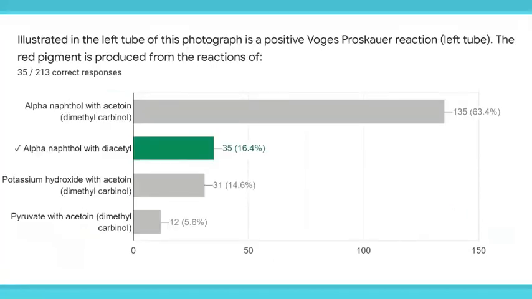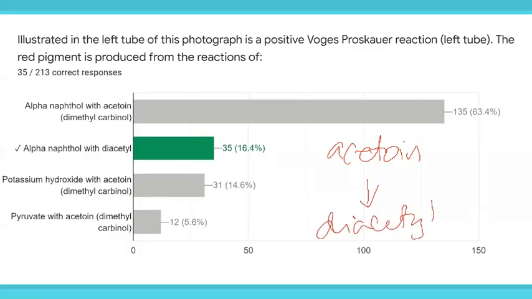Illustrated in the left tube of this photograph is a positive Voges-Proskauer score. The red pigment is produced from the, so a lot of students actually got this incorrectly. Although we know that alpha-naphthol and 40% KOH reacts with acetoin, the complete reaction is that acetoin is actually converted first to diacetyl before it reacts with alpha-naphthol. To make this possible, you need the 40% KOH. So it is actually diacetyl which reacts with alpha-naphthol, not acetoin itself. So this is the positive Voges-Proskauer score on the left tube.